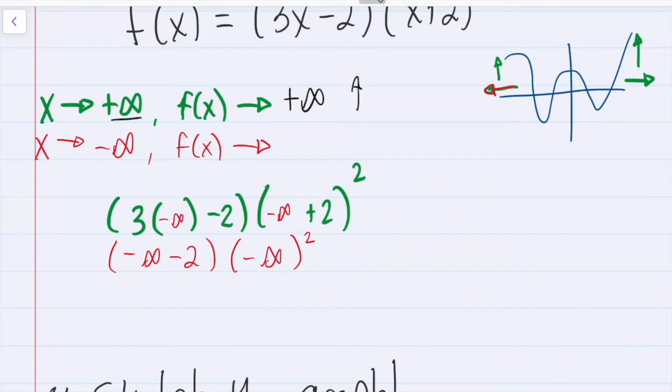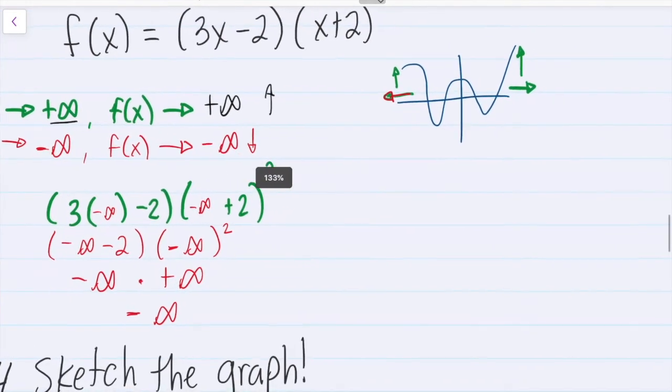What happens? Let's go over here. Negative infinity minus 2, that's going to remain negative. But what's negative infinity to the power of 2? That's like saying negative times negative, which gives me a positive answer. Well, who wins when you multiply, the negative or the positive? The negative is always going to win. So when my x is a negative big number, my function is going to go negative, which means it's going down. So we already guessed it.